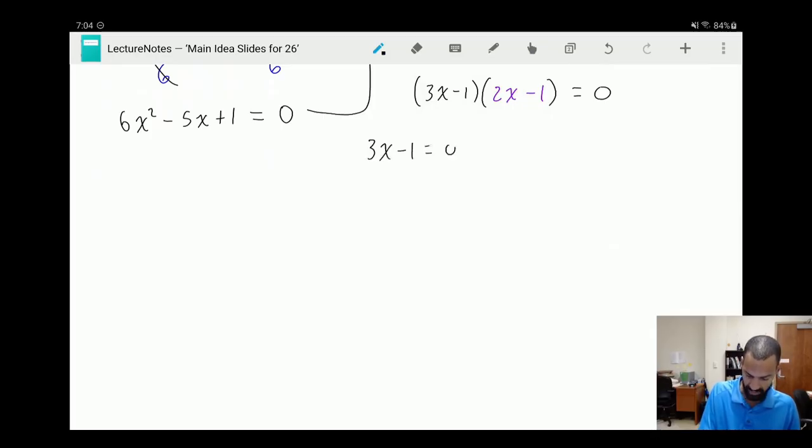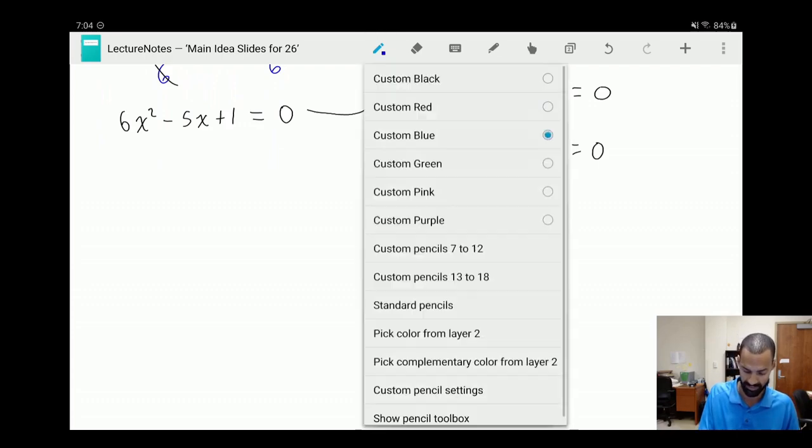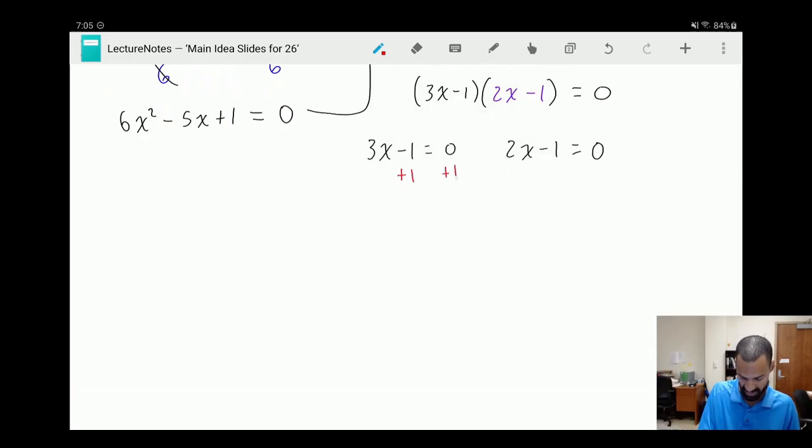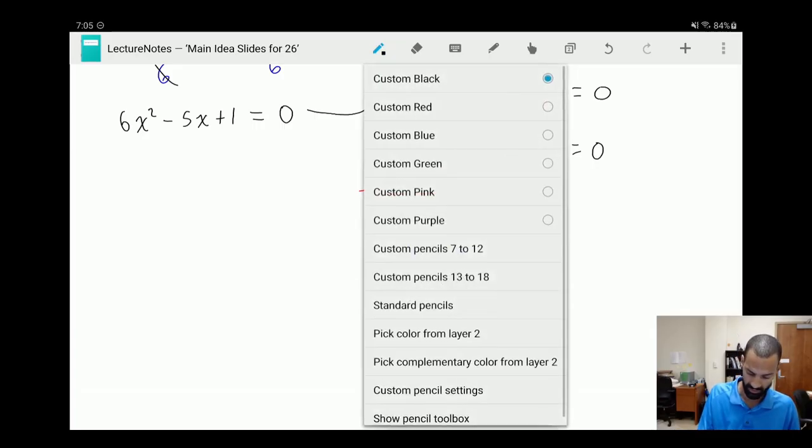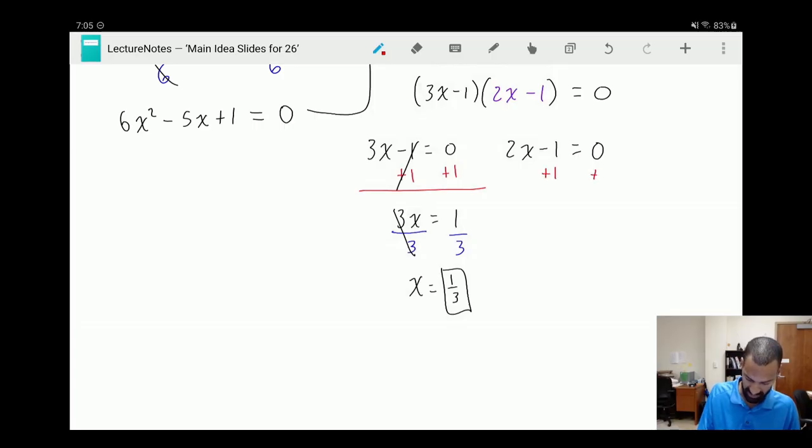3x minus 1 equals 0. 2x minus 1 equals 0. Let's solve these both. On the first one, I'm going to add 1 to both sides. x equals 1. I'm going to divide both sides by 3. x equals 1/3. There's my first solution. On the other one, I'm going to add 1 to both sides. 0 plus 1, of course, is just going to be 1. 2x comes down. Divide both sides by 2.